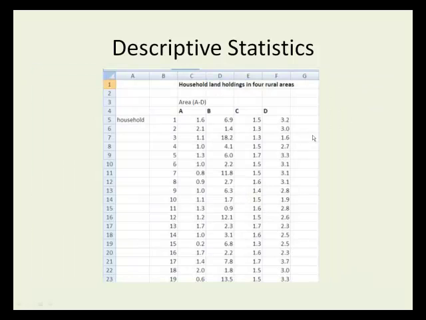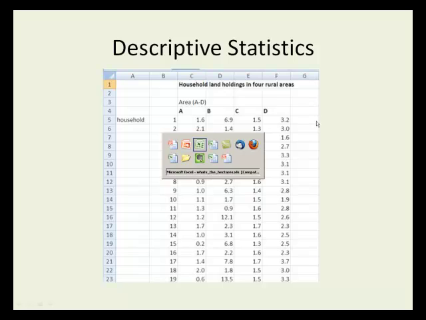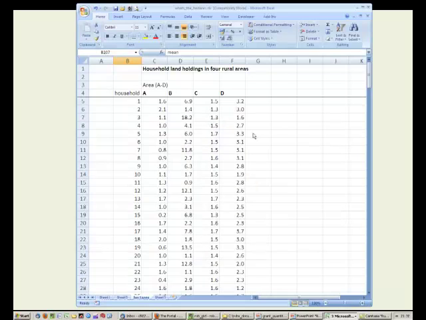Now if we go on to another set, and this set's a slightly bigger database, and it's about household land holdings in four rural areas. So here's the household number. Here's area A, B, C, and D. Let's just see if we can locate that in the actual Excel file, if it'll let us do it. Yeah, there it is.